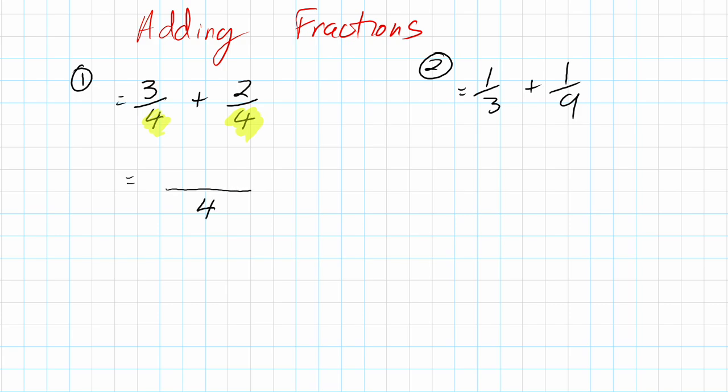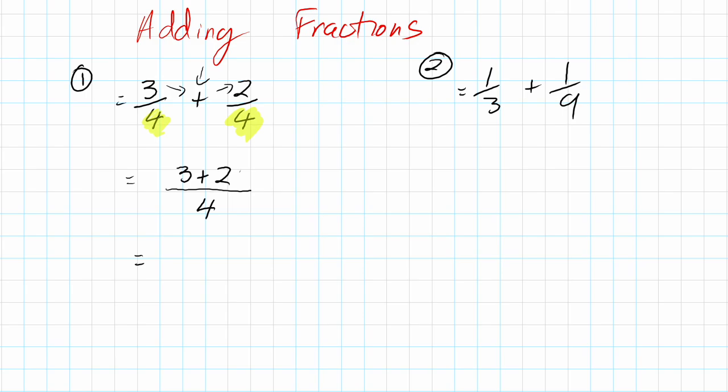Once they're the same, we just write it all over one value, and the numerator just becomes the two numerators, and this is called an operator here, which just means addition, subtraction. So it would be like that in this case. The denominator is 4, and the numerator is 3 plus 2.